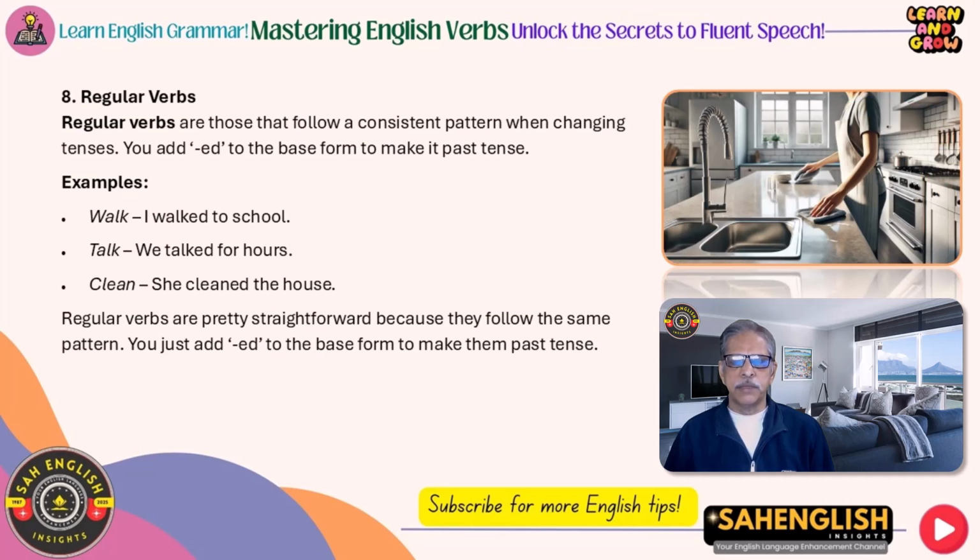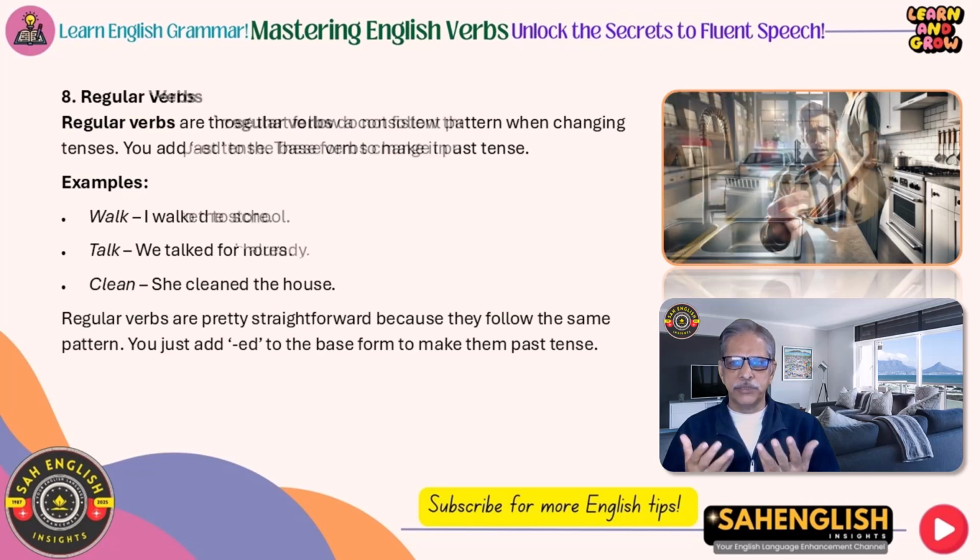8. Regular verbs. Regular verbs are those that follow a consistent pattern when changing tenses. You add ed to the base form to make it past tense. Examples: walk, I walked to school. Talk, we talked for hours. Clean, she cleaned the house. Regular verbs are pretty straightforward because they follow the same pattern. You just add ed to the base form to make them past tense.